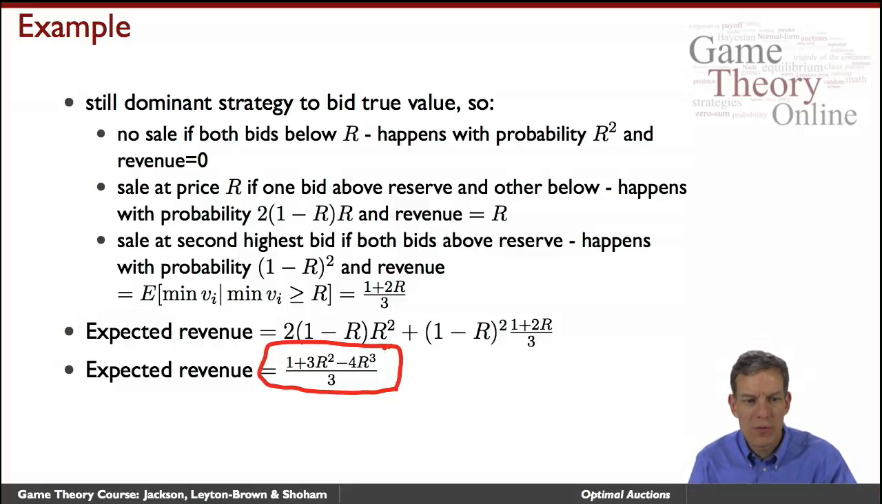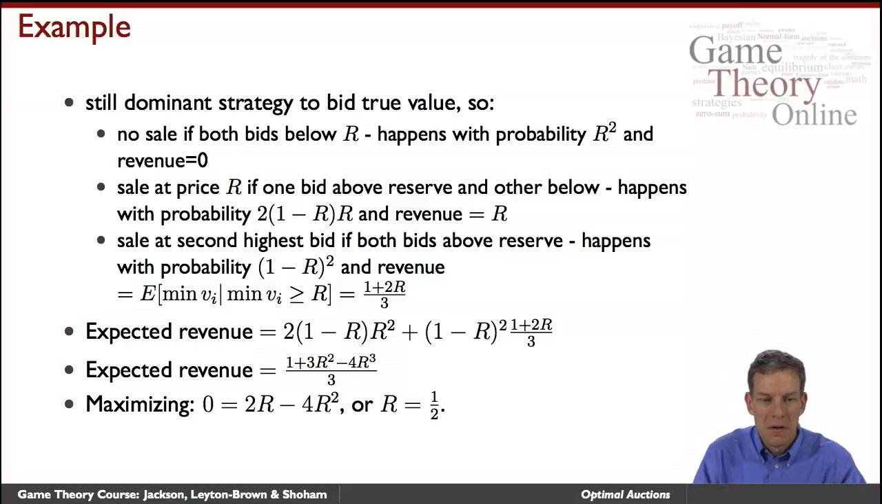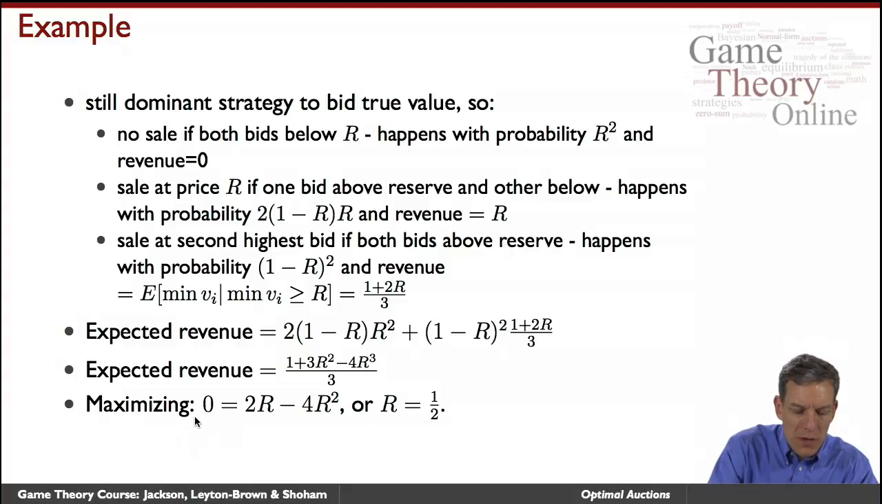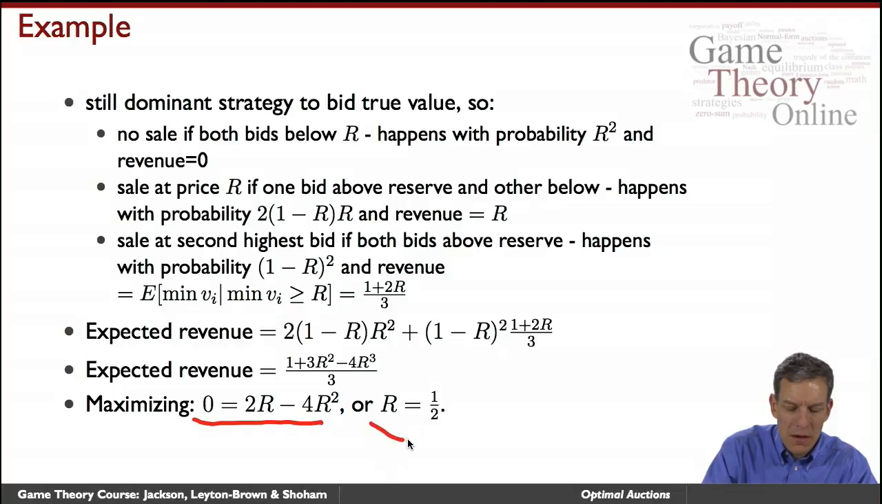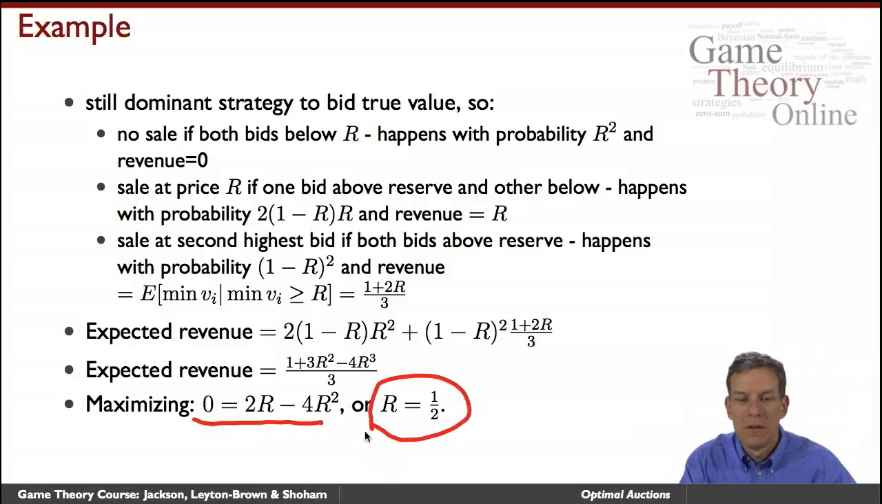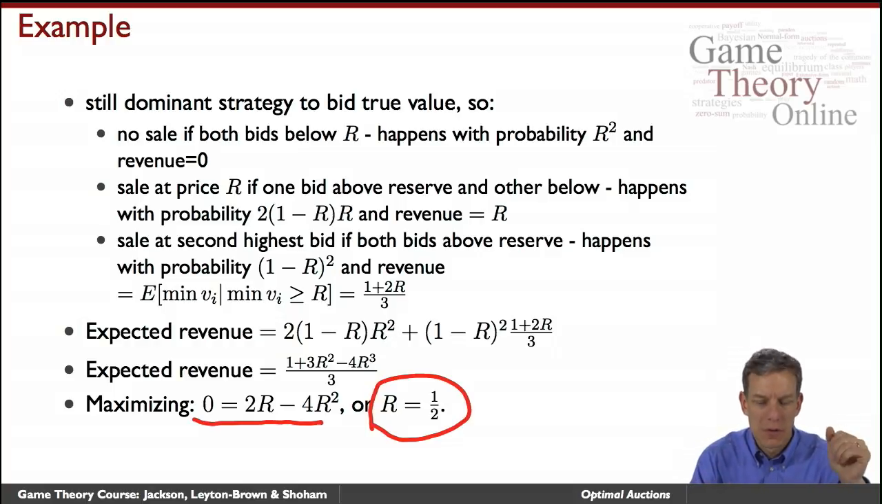So let's take the derivative with respect to R and set that equal to 0. What do you get? 0 equals 2R minus 4R squared. Solving that, R is equal to 1/2. So what does that tell us? If you're facing two bidders in a second price auction, with uniform values between 0 and 1, you set a reserve price of 1/2, and that's going to maximize the expected revenue.